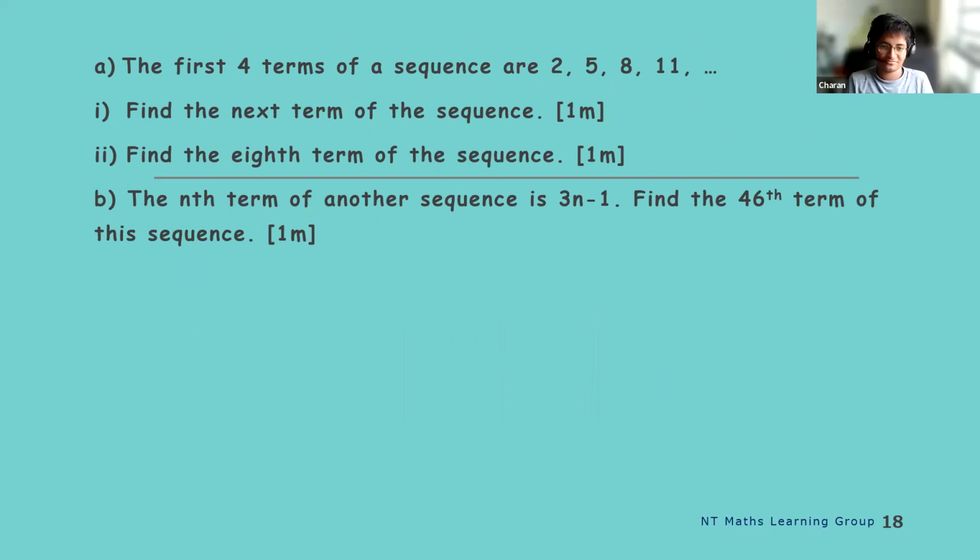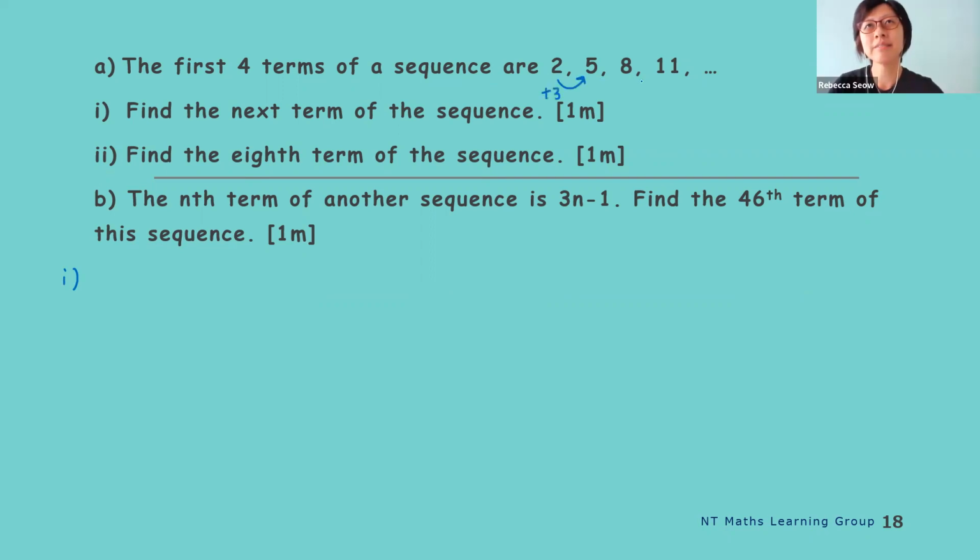Okay, let's see. Now we are moving on to the last 2 questions on number patterns. For number patterns, we deal with terms and sequences. Here it tells you that the first 4 terms of a sequence are 2, 5, 8, and 11. So how do we find the next term of the sequence? You have to identify the pattern. Plus 3, plus 3, plus 3. Yeah, we plus 3, right? And is it consistent? Yeah, it's consistent. So the next one would be 11 plus 3.